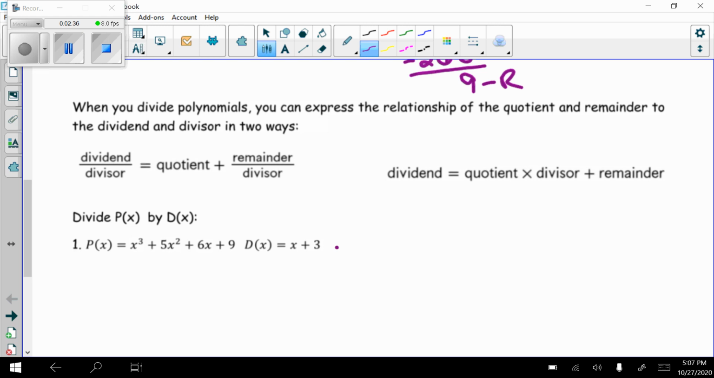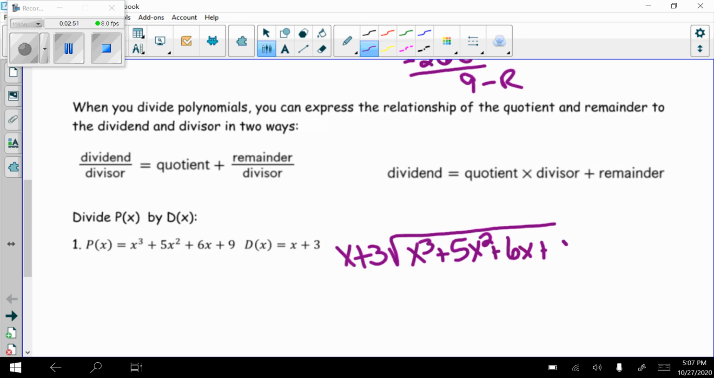So x plus 3 on the outside, all underneath x cubed plus 5x squared plus 6x plus 9. So my divisor, what I'm dividing by, is x plus 3. The dividend, what I'm dividing, x cubed plus 5x squared plus 6x plus 9. So in order to do this, we are only interested in the x out front and my first term underneath here. And we play the game of, we ask ourselves, what do we have to multiply x by to get x cubed? Well, we have to multiply x by x squared, so we put x squared up here.